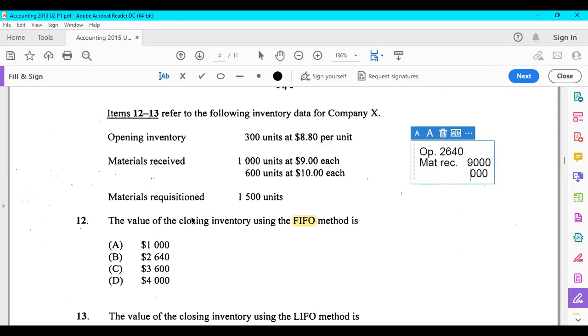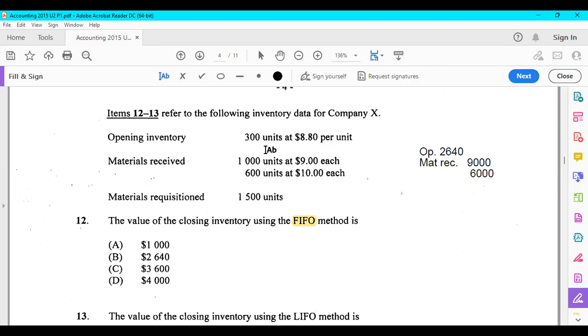And then materials requisition was 1,500 units. Which ones first are you going to get rid of? So we requisition 1,500 units. If we're using FIFO, we have to get rid of the ones that we had first. So this 300 units at $8.80, gone. Them first are coming out. So all of this 2,640, the value of the inventory, that's gone.